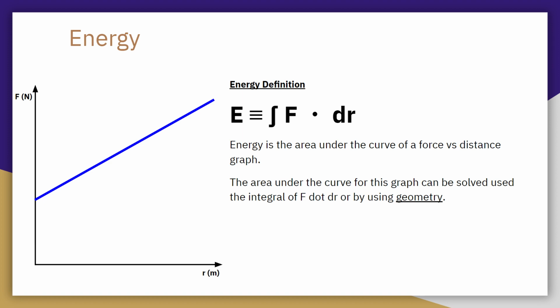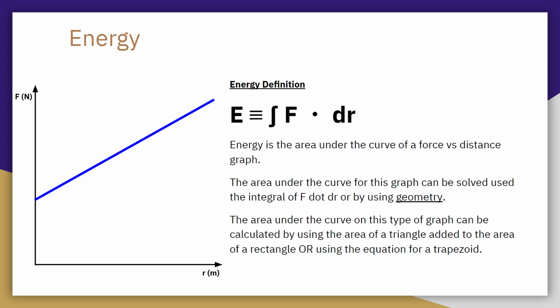We can even extend this to when we have a linear relationship. Energy is the integral of F dot dr. We can integrate this, or we can solve it using geometry. We can break this up into two shapes, a triangle and a rectangle, and then add those two areas together, or we can use the equation for a trapezoid. By the way, we have two geometric approaches to solving for the area under this curve. All of those geometric approaches are very useful when we have discrete shapes for the area under the curve.